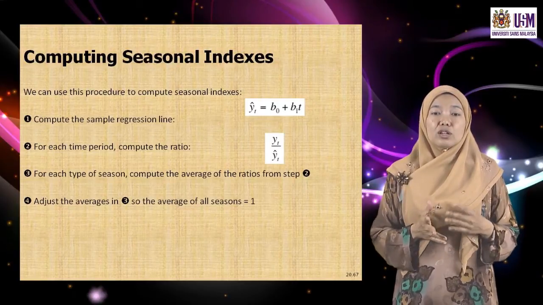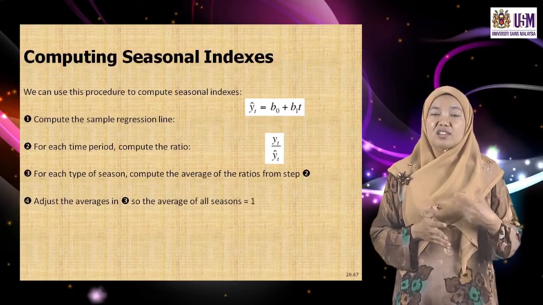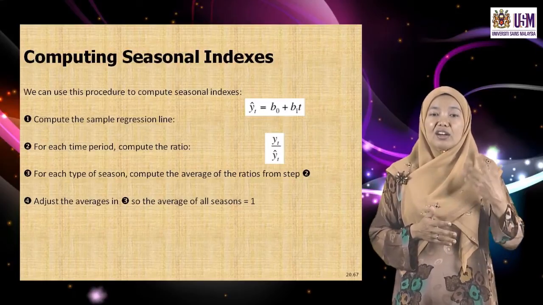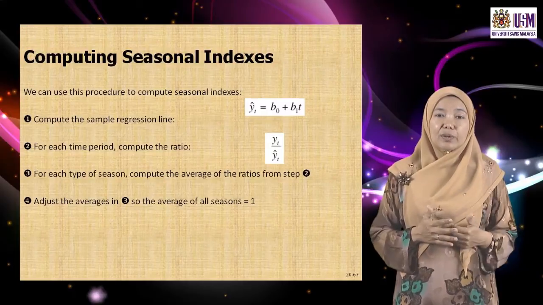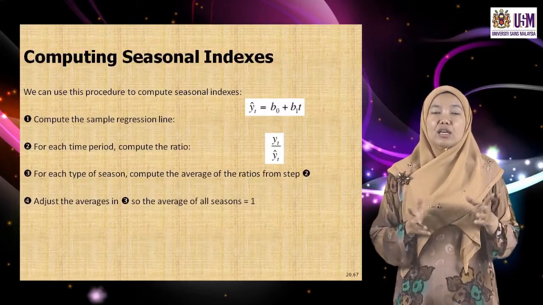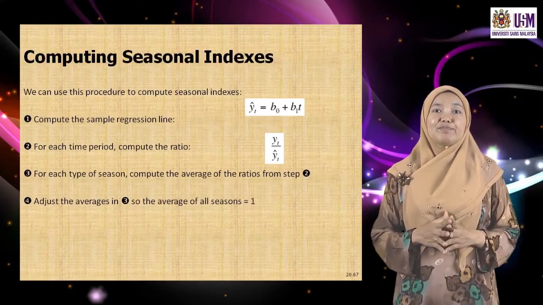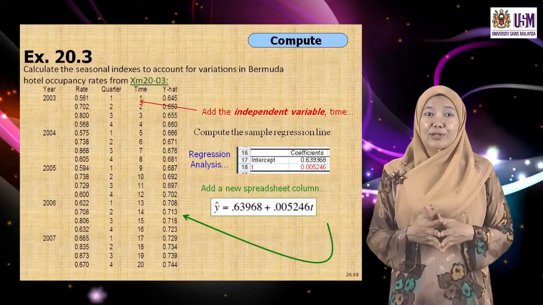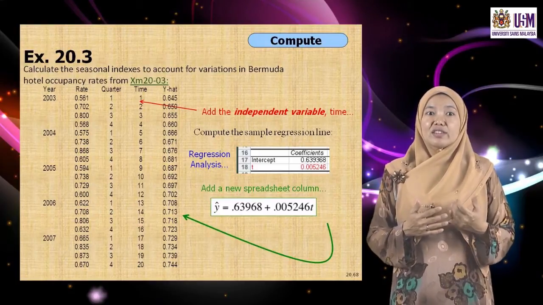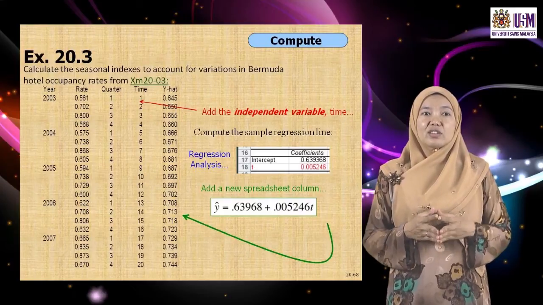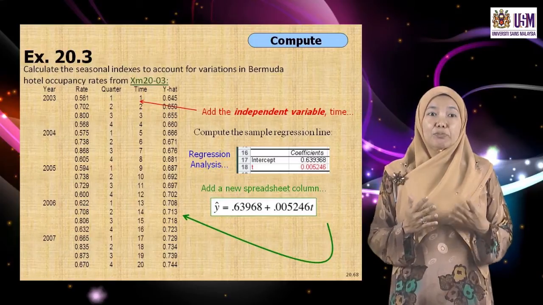In case you did not notice, what we are doing now in order to compute the seasonal index is more or less what I already discussed with you under the additive model. It's just that in the first part, I changed it a little bit. You need to compute the sample regression line using a computer. We are still discussing example 20.3. Now we are in the process of computing your seasonal indexes. To calculate seasonal indexes, our example is about Bermuda hotel occupancy rates.